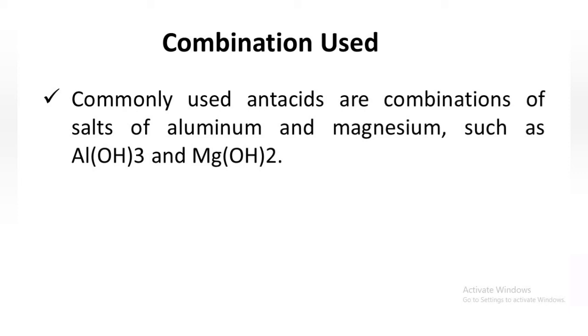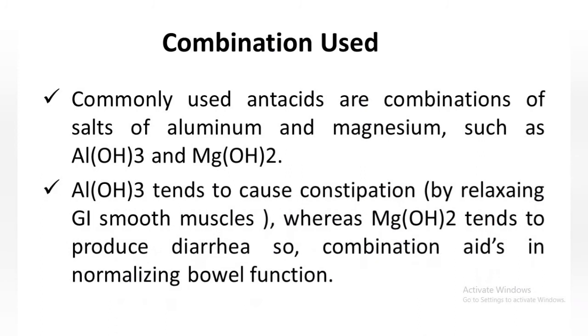Commonly used antacids are in combination of aluminum hydroxide and magnesium hydroxide. As I explained, aluminum hydroxide causes constipation by relaxing GI smooth muscle, whereas magnesium hydroxide tends to produce diarrhea. So combination aids in normalizing bowel function.